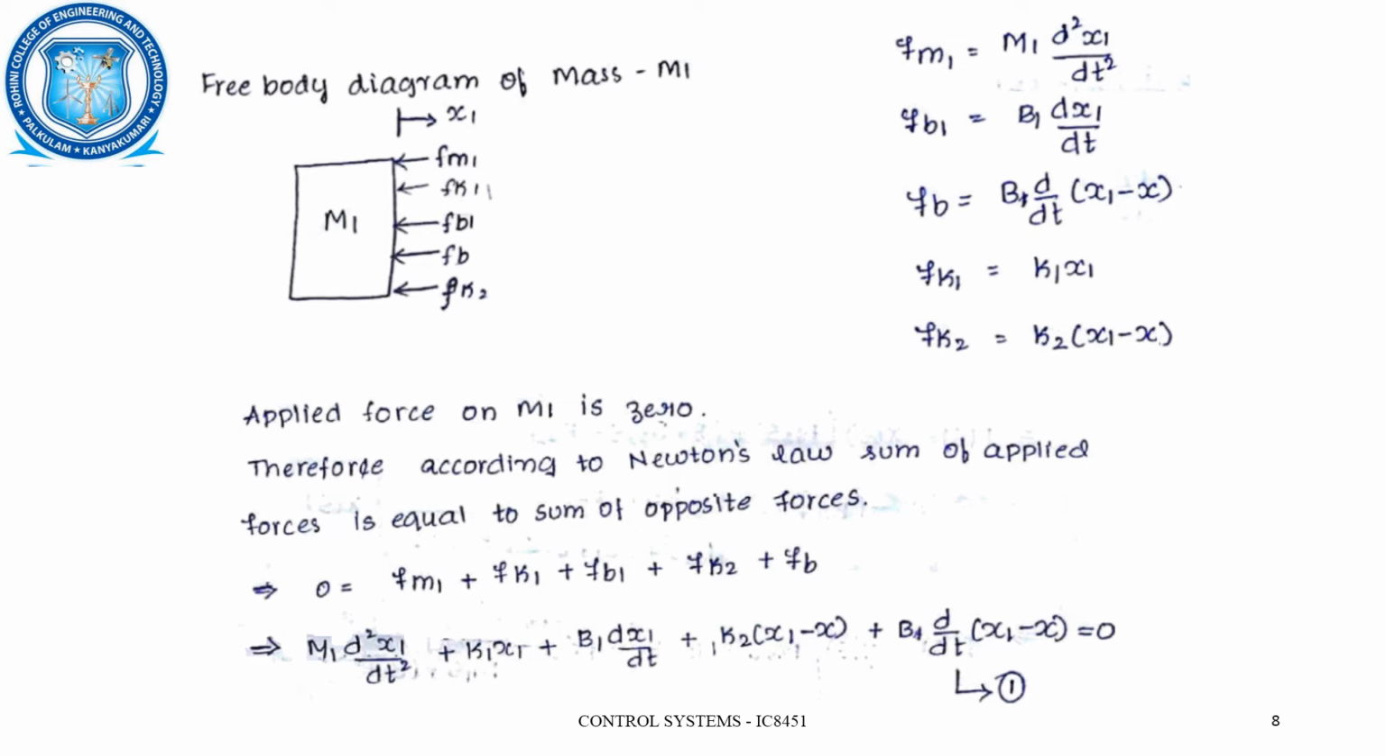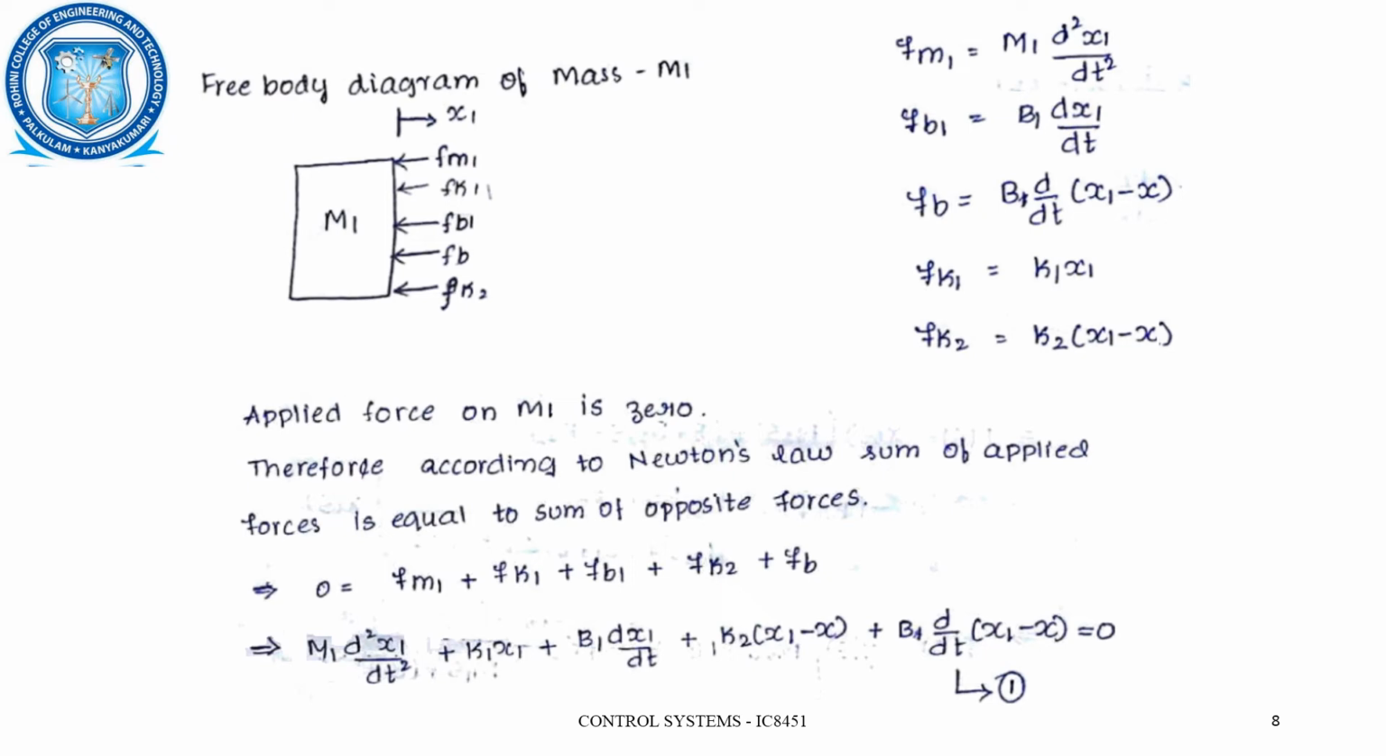Since it is a dashpot, we'll have a velocity attached to it, and since it is a spring constant k, we'll have displacement along with it. While considering the dashpot B and spring constant K2, they are connected to both the mass elements. So while writing the differential equation of B and K2, we have to consider both the displacements, that is x1 and x2. So the difference between the two displacements will be considered.